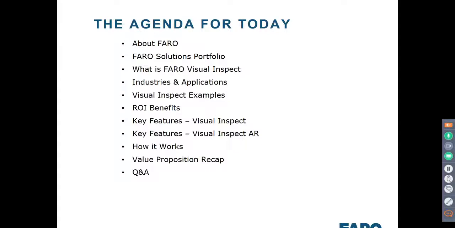We certainly want to talk about Visual Inspect and specifically how it can improve and or help assist your overall manufacturing capability, and specific to automotive. We'll talk about various industries and applications because it does scale across multiple markets and product domains or application domains. We'll show specific examples of Visual Inspect. We'll talk about the ROI, the commercial benefits. We'll walk through the key features of Visual Inspect.